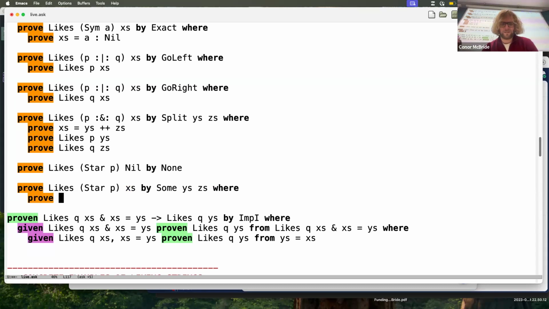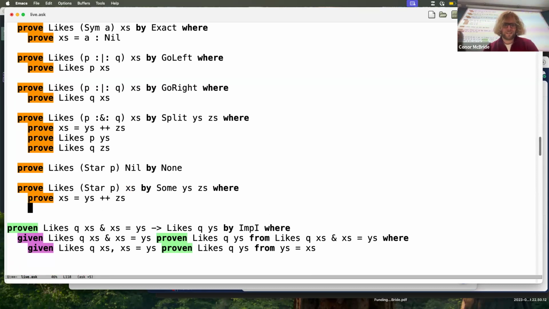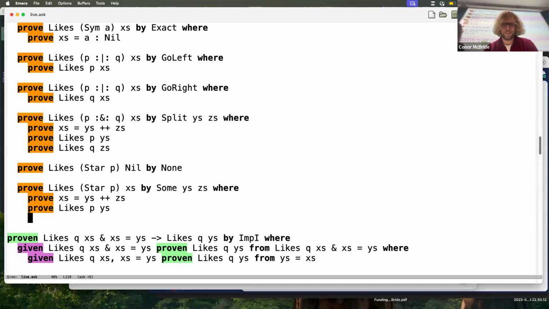Okay, and then the first proof obligation is that we really are splitting up X's. And then we want to show that P likes the first bit. And we want to show that star of P likes the second bit. Right. So this can look a little bit confusing because we are now defining what star of P likes in terms of what star of P likes, right? But notice that the string is getting smaller, so we can only use this rule a finite number of times before we are forced to use this rule if we want to be successful in our match, right?